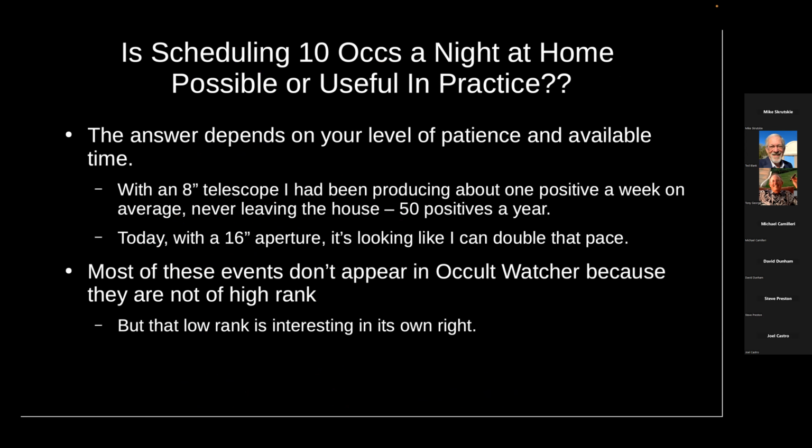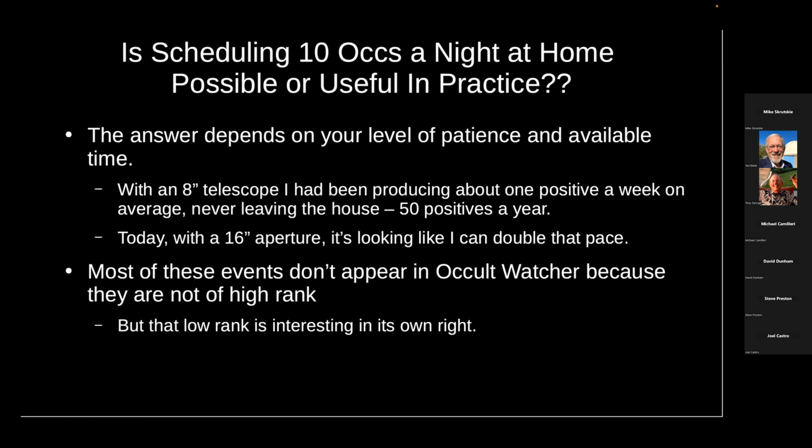It takes a bit of work. It takes a bit of patience. But my rate of success, having an 8-inch telescope always in the same spot on Earth on my patio, is that I get about 1 positive a week by doing this. And so that's 50 positives a year, which is not a shabby rate of occultation detection.